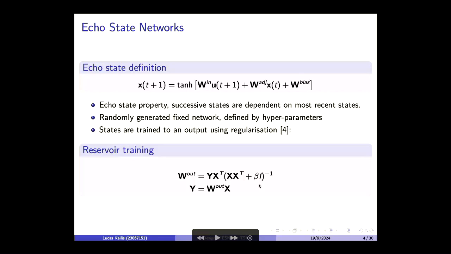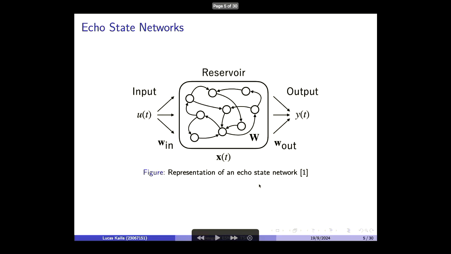As a result of this activation equation, echo-state networks are dependent upon their most recent states, and this is the echo-state property. These states are collected in a state matrix, which is the capital X down the bottom, and then they're trained to the output Y using linear regression with regularization to prevent overfitting. The fixed nature of the network and the linear regression is where the computational efficiencies lie. This is a schematic representation of what's going on, where you can see the input that's scaled using the input matrix to the reservoir, which is your neural network, and then the training process to your target.